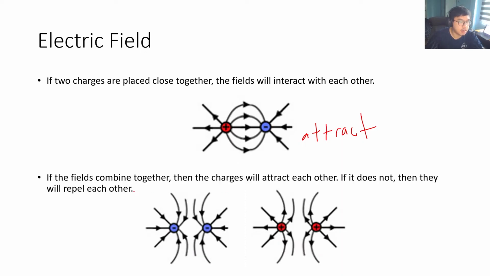And if there are similar charges, then these are what the field lines look like. This is two negative charges close together, and of course they will repel. These are two positive charges close together, and of course they will repel as well. Take note that the direction of the field lines still follows the rule. For negative charges, the field line direction is pointing towards it. For positive charges, the field lines are all pointing away. Okay, so this is what it looks like when the charges repel each other.